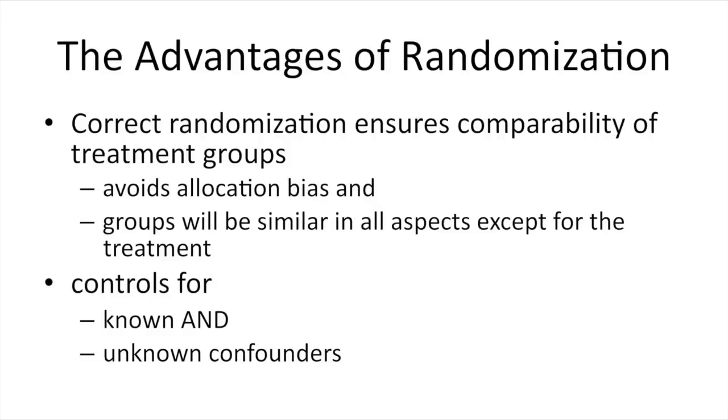The advantages of randomization, we have already talked about this: if you have correct randomization, it ensures comparability of the treatment groups, it avoids allocation bias, and groups will be similar in all aspects except for the treatment, and it controls for known and unknown confounders. That's a difference to observational trials.